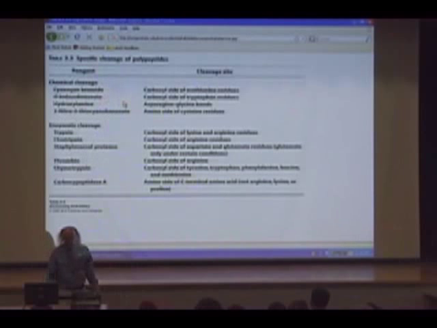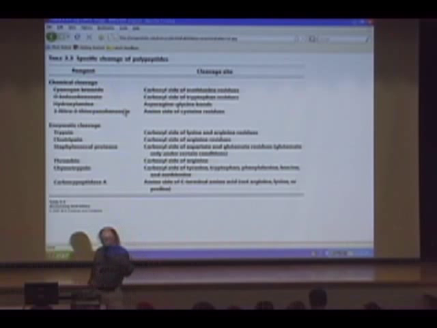There is a table of polypeptide cleavage agents shown here, and no, I'm not going to ask you to memorize the table, but there are some cleavage agents that I think you should know where they cut. Certainly cyanogen bromide is one of them. Trypsin is another one of them. Chymotrypsin is another one. And so you should know where these different things cut.